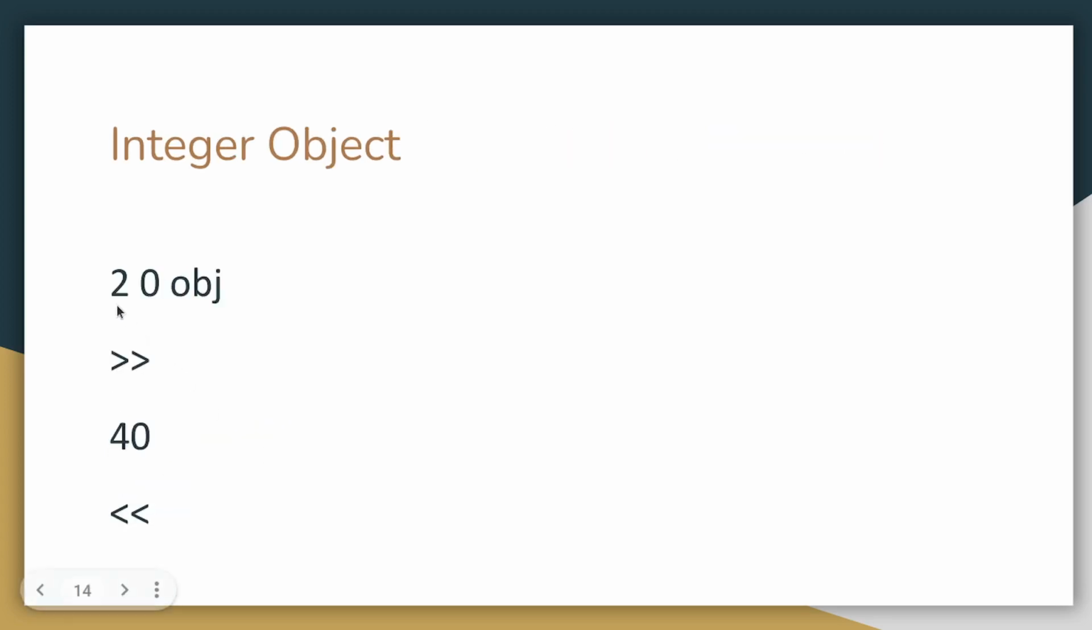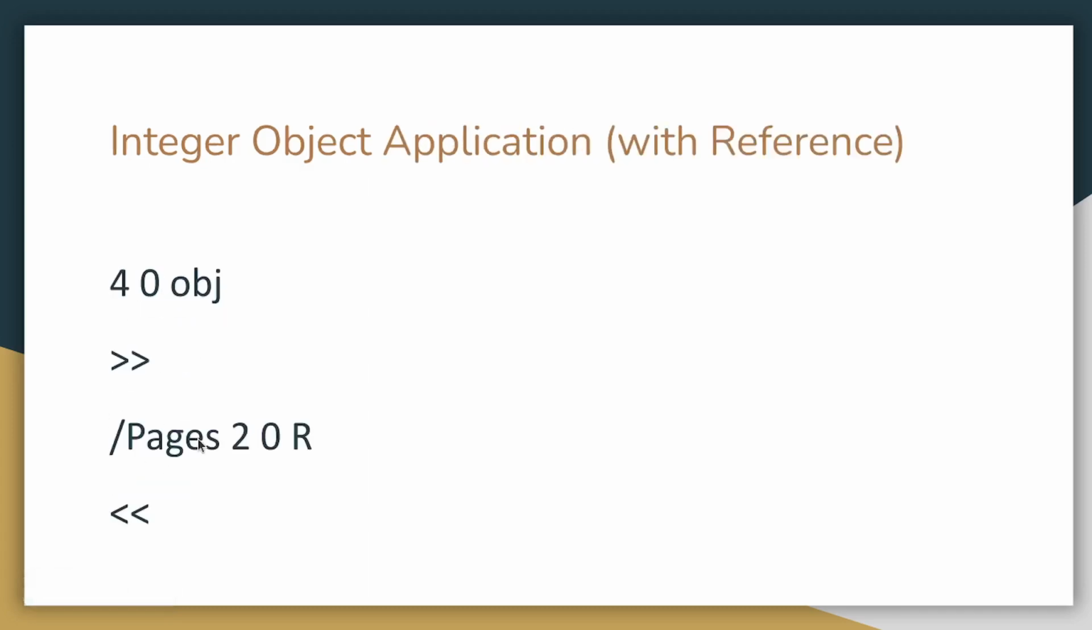This one, the id 2 generation 0 object, has the value 40. So when we write it like that, it would get replaced with 40 because it is a referenced object. At the end, the R is provided, which means it's a reference object, a reference to id 2 and generation 0.